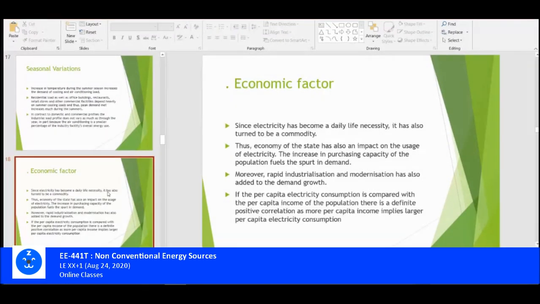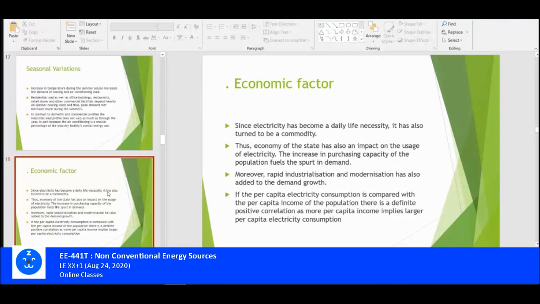The economic factor. Since electricity has become a daily life necessity, it has also turned to be a commodity. I told you why it is termed nowadays as a commodity. And since it is a commodity, we can exchange it. So energy exchanges have been set up. And like all other commodities, for example, the most common is the Sensex, we can trade this commodity as per the changing prices.